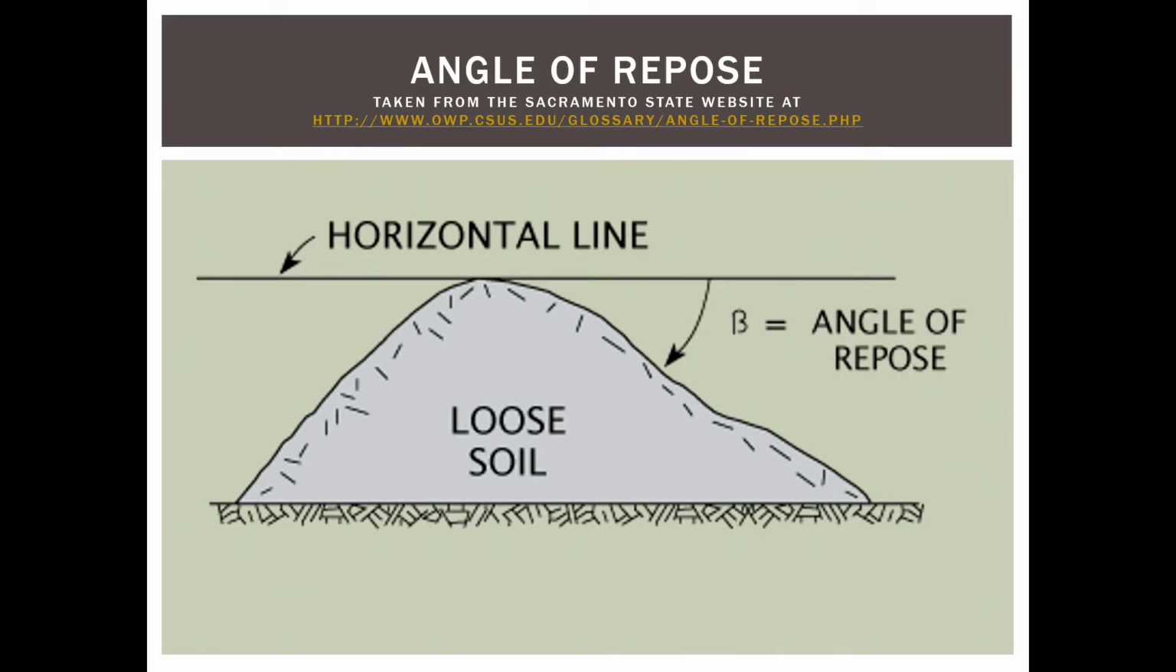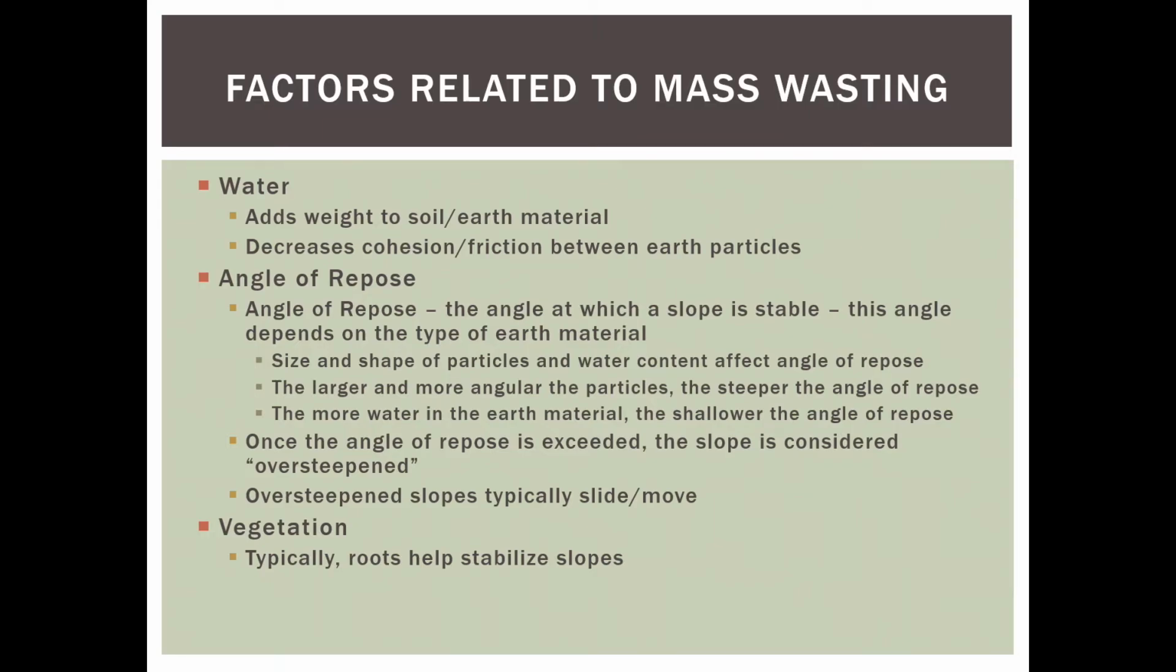As that angle decreases, the potential for sliding or mass wasting decreases. As that angle increases, the potential for mass wasting increases. And you can see why that is because as that angle increases, you're increasing the slope of the soil or earth material. All right, so angle of repose.